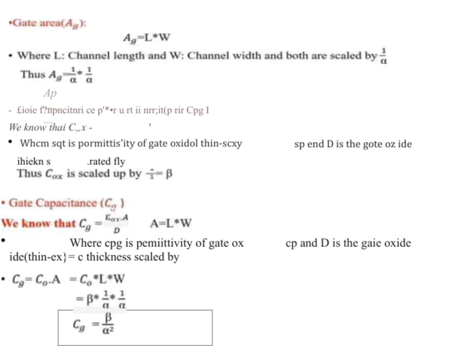The thickness of the gate oxide is represented by D, and together, these values define the capacitance C_ox, which is crucial for determining the behavior of the transistor gate. This capacitance plays a key role in controlling the channel formation and overall device performance.